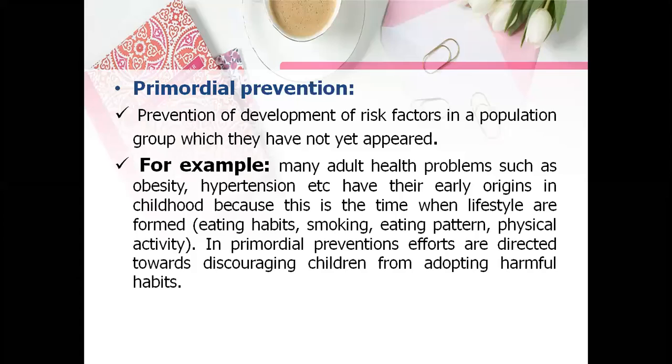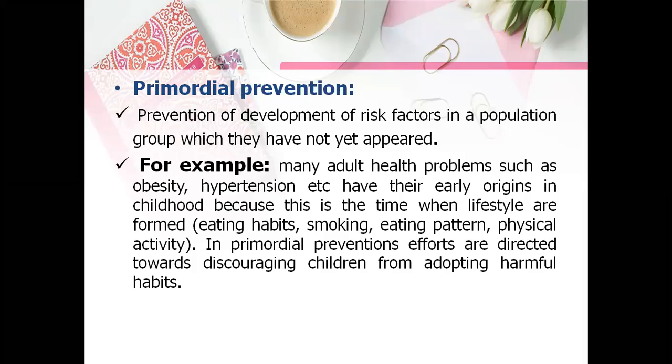So in primordial prevention, what we are trying to do is improve the health and lifestyle factors, because our health is mostly related to our lifestyle. By letting children have a very good lifestyle even from their childhood, we are trying to prevent the development of all these risk factors. Obesity is a risk factor for so many diseases: diabetes, hypertension, and various forms of heart disease. So we are trying to act during the childhood period.